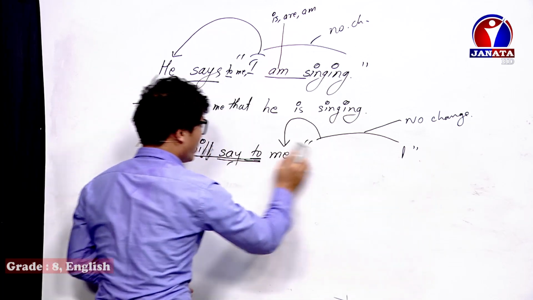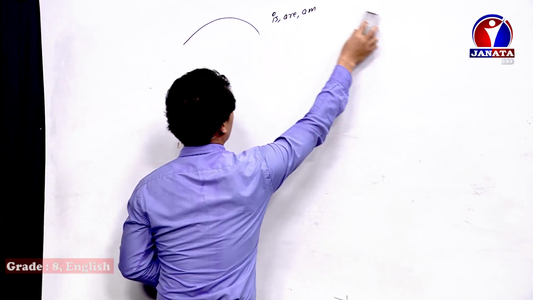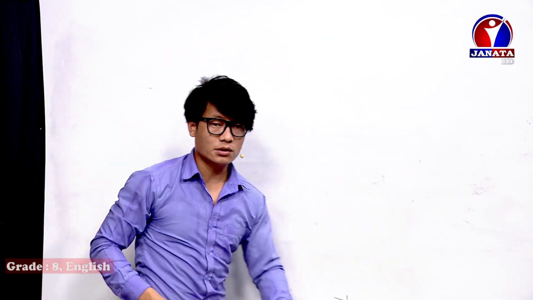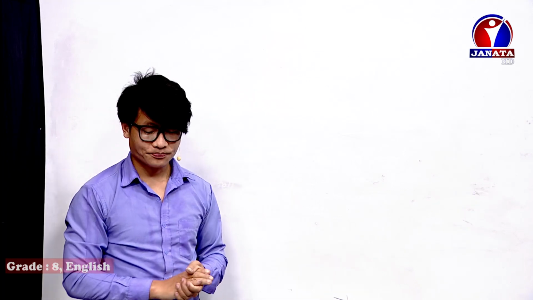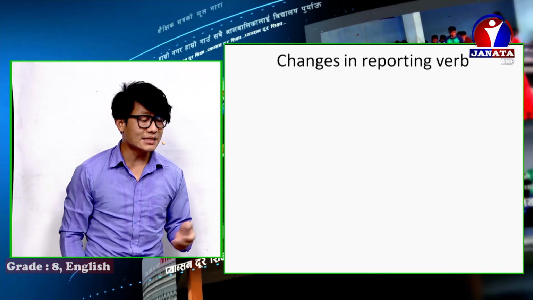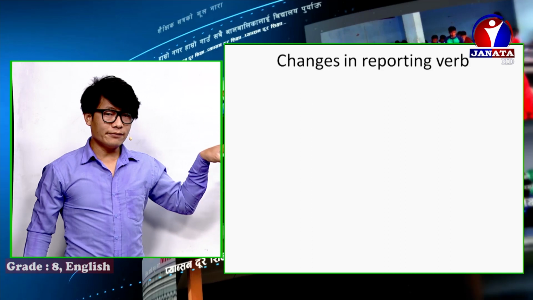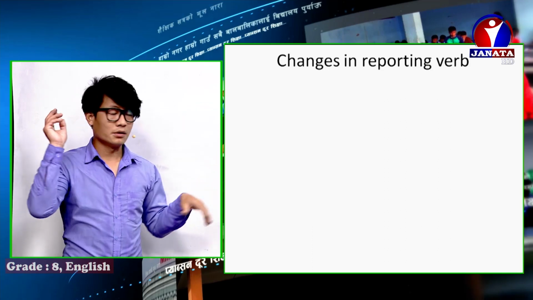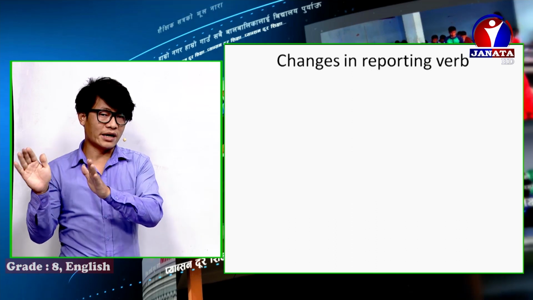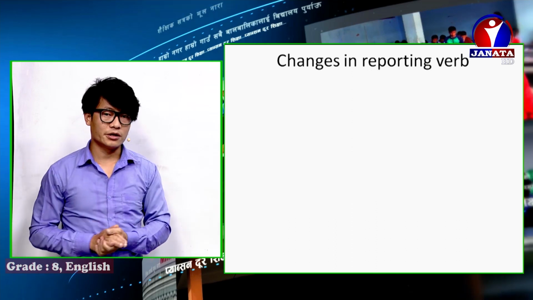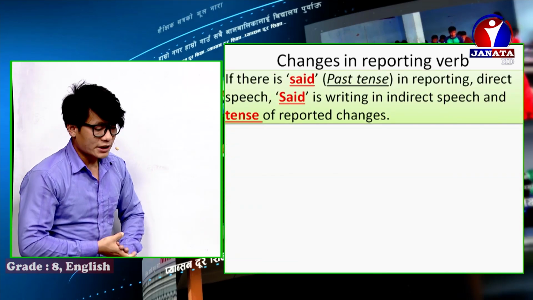So remember that rule. When there is a TO preposition with says or say or will say, then we need to write tell or tells or will tell. Now let me show you another. Changes in the reporting verb we are still doing. Just we learned that if there is a present tense or future tense, then there is no change of tense in the reported sentence.